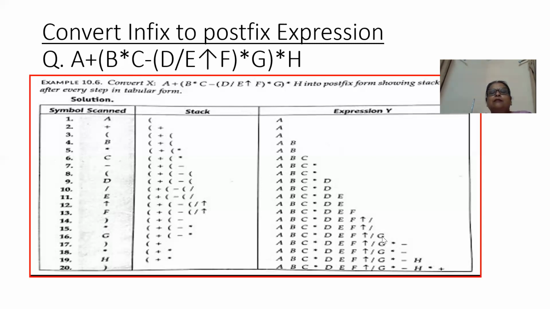G, append to the output. Parenthesis close, pop the stack. First multiply comes, then minus. Asterisk, push onto the stack, no problem because asterisk has higher precedence than plus. Again H comes, append to the output.